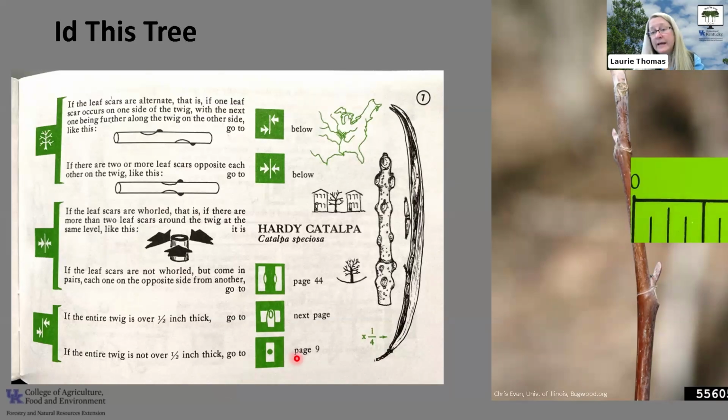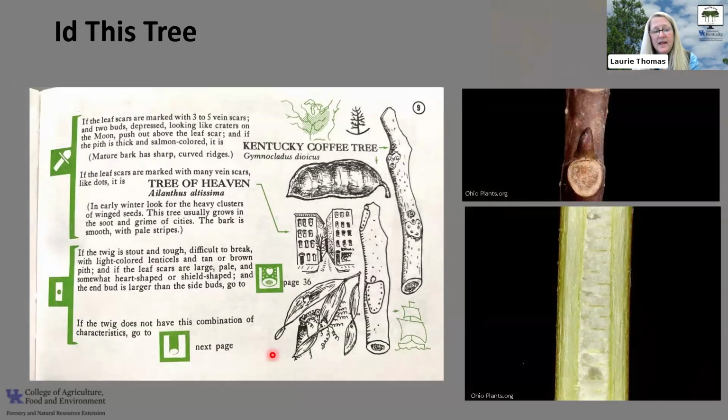So we know it's not a big, thick, stout twig. Instead, it's a much finer twig. So we're going to remember what that symbol looks like and flip over to page 9. And it's going to be the bottom bracket this time. In this one, it's going to ask us some questions about our leaf scar and the pith. This one actually asks some questions about the pith, that spongy interior of our twig.